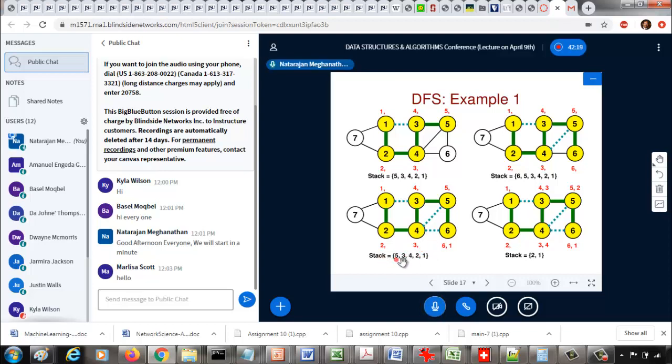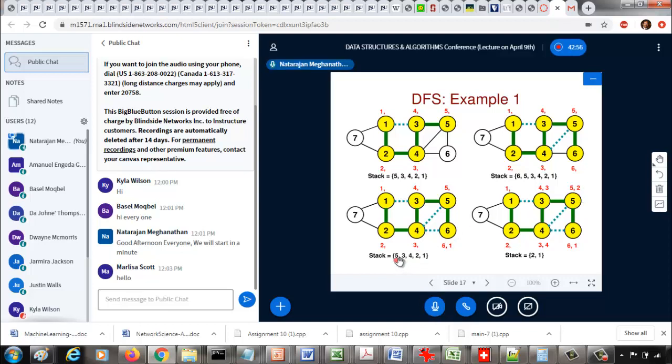The stack currently has 5 at the top. So look into the top of the stack, which is vertex 5. Now explore vertex 5 and see if you can go further down to any other unvisited neighbor. If you can, you would push that neighbor to the stack and move further down. But we cannot do that for vertex 5 because all the neighbors of vertex 5 are already visited. So it's also time to pop out vertex 5. So vertex 5 is the second vertex to be popped out of the stack.